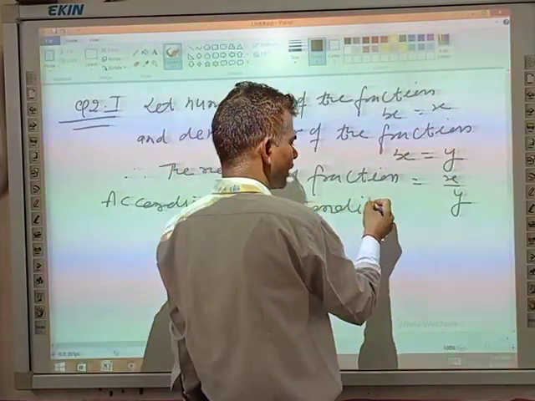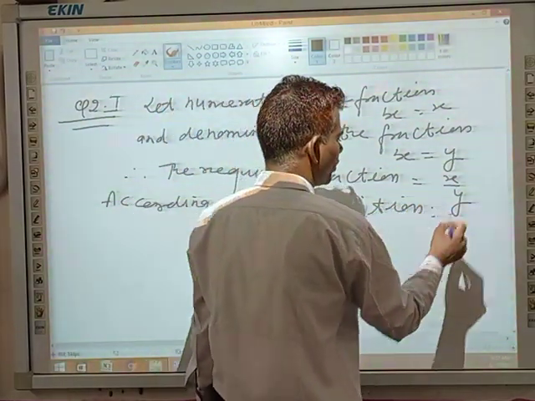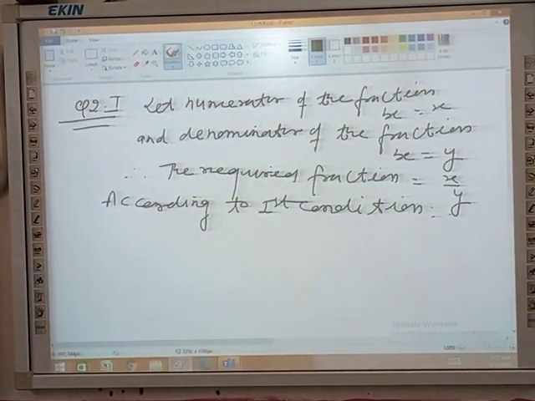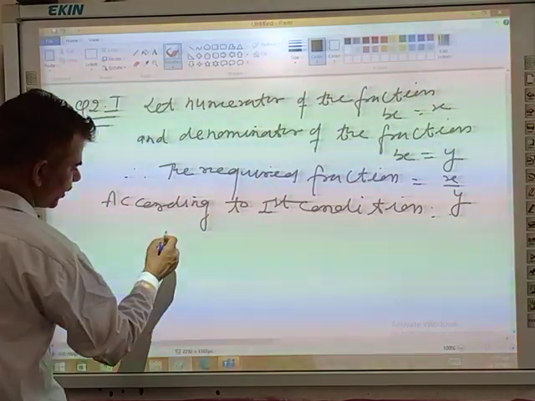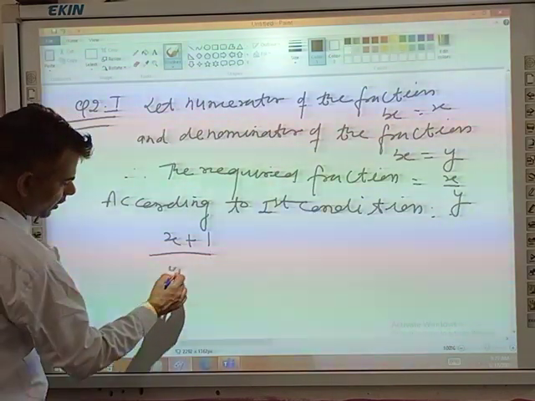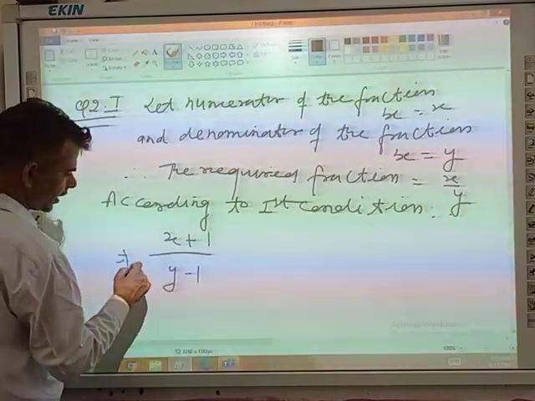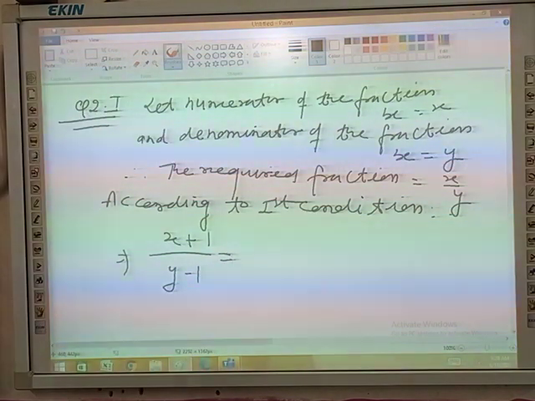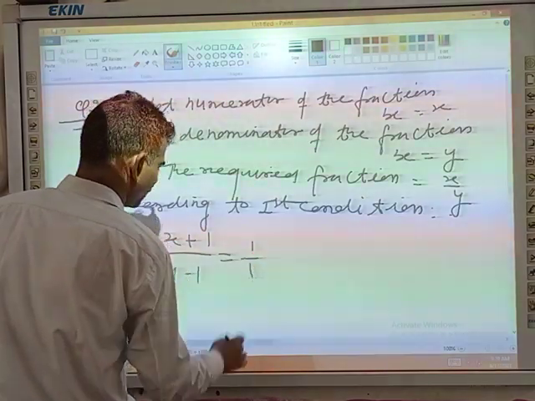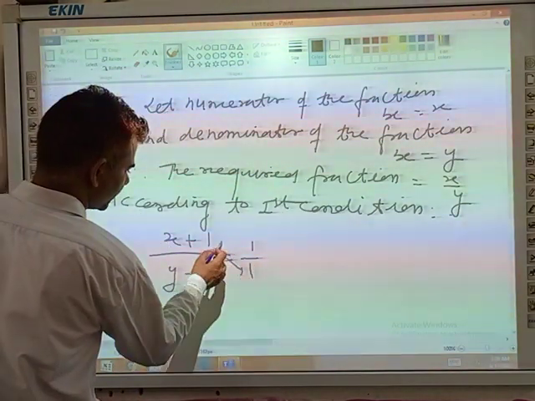Read the question properly and make the first linear equation in two variables. Students, if we add 1 to the numerator and subtract 1 from the denominator, the fraction becomes reduced to 1. 1 means 1 by 1. Cross multiply it.